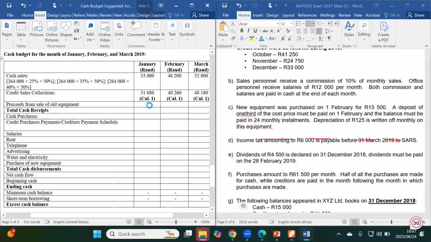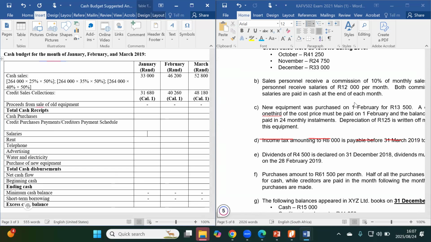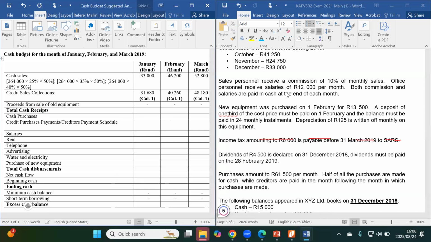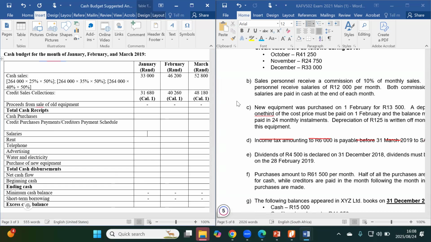Because there were no proceeds from sale of equipment, I'll come back to the cash purchases and other things. But we do have salaries, yes. Salaries are 12K per month. How many people are there? They didn't mention specifically, so we're just going to use the 12,000 rands. So salaries, 12,000. Rent, 12,000. Nothing about it changing, so that would remain the same.